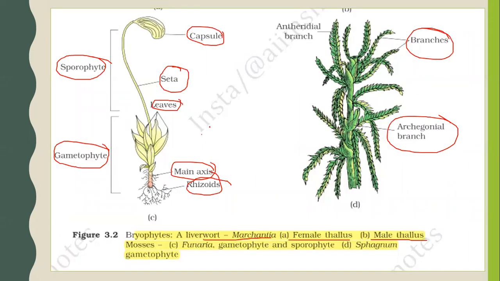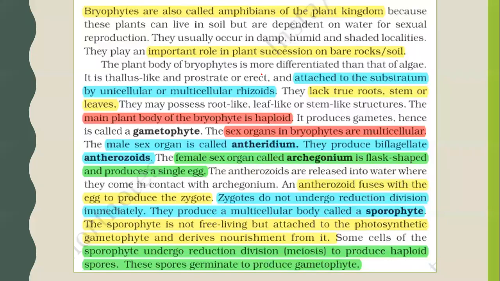This diagram is of the Funaria. And the third one is the Sphagnum. The Sphagnum is also known as what? Peat moss, used for transshipment. Yes, so let's get going with this.